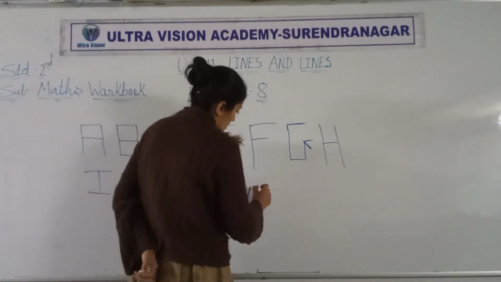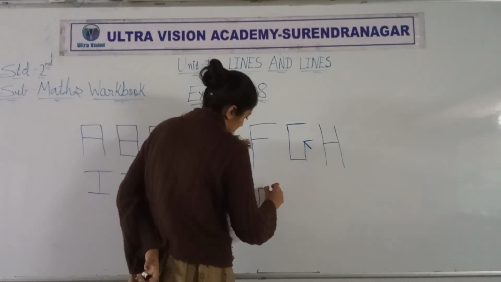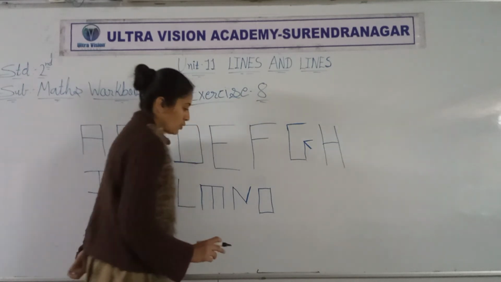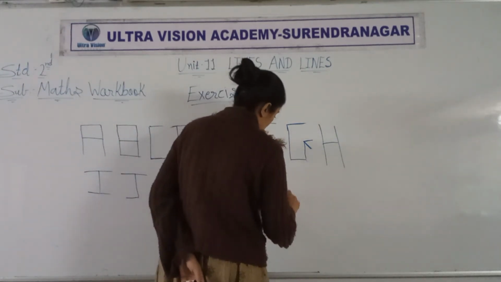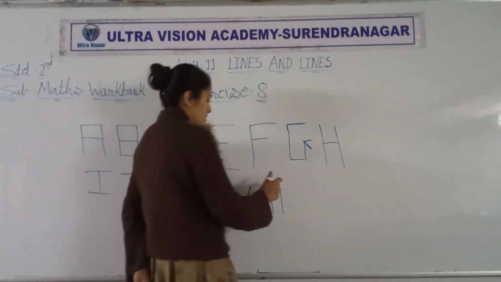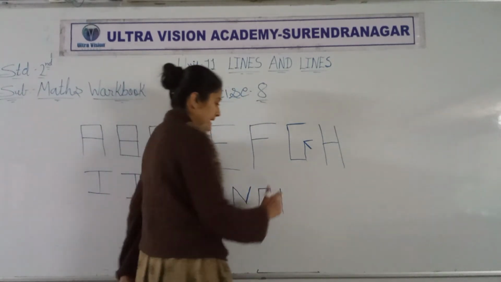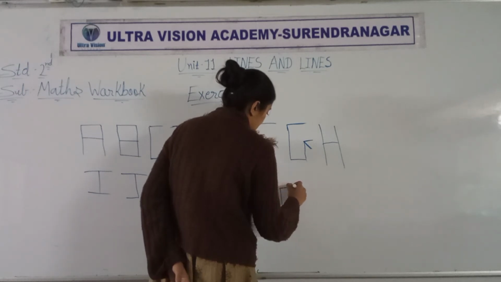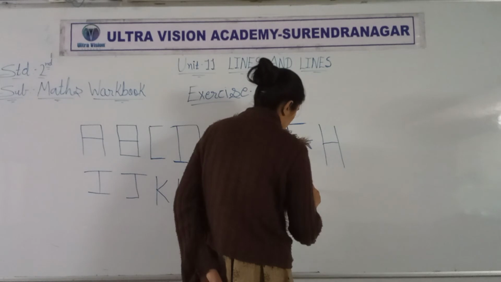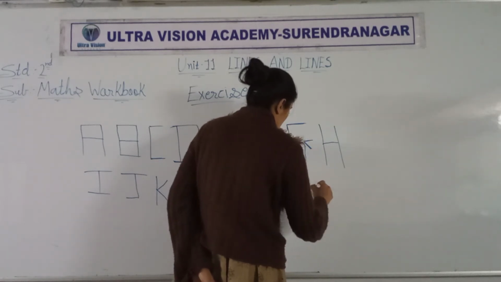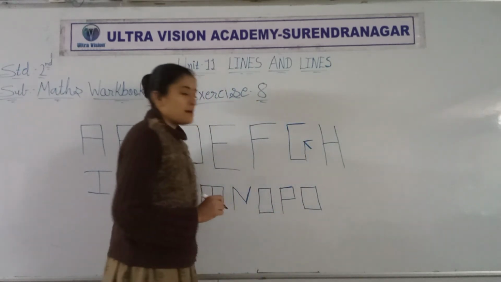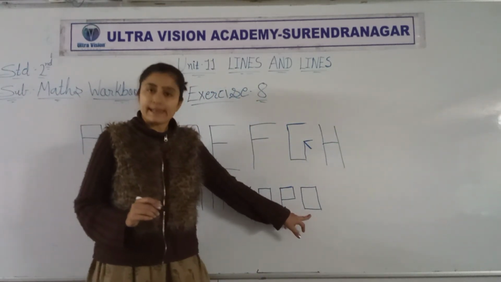Let's make O using the standing line, sleeping line, standing line, and sleeping line. And it's completed. That's O. Let's make a P. P is for parrot. First we have to use a standing line, again a sleeping line, again a standing line, and again a sleeping line. It's called P.